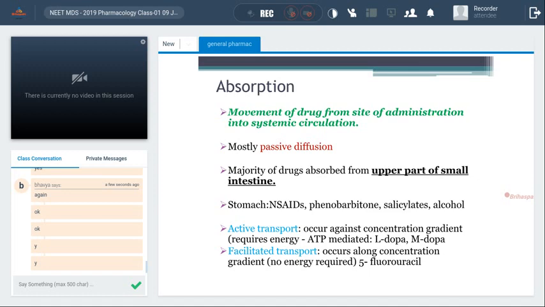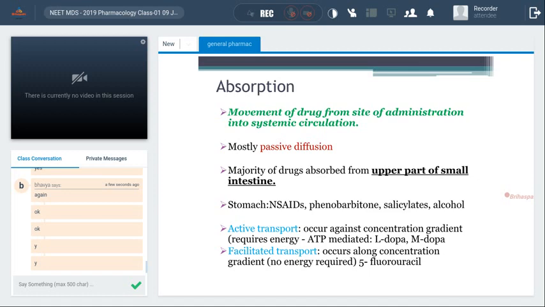Then you have facilitated transport. Facilitated transport occurs along the concentration gradient. It doesn't need energy, but it requires a carrier to carry that. That is called facilitated. So it is being facilitated with the help of something. And a popular example for this is 5-fluorouracil, which is an anti-cancer drug. If you don't understand about the drugs, don't worry. Once we do the systemic pharmacology, it will become clear for you.